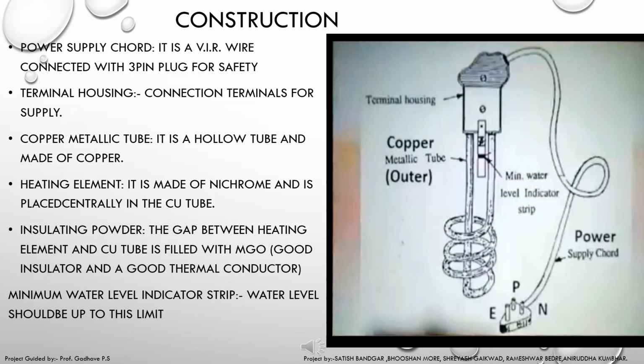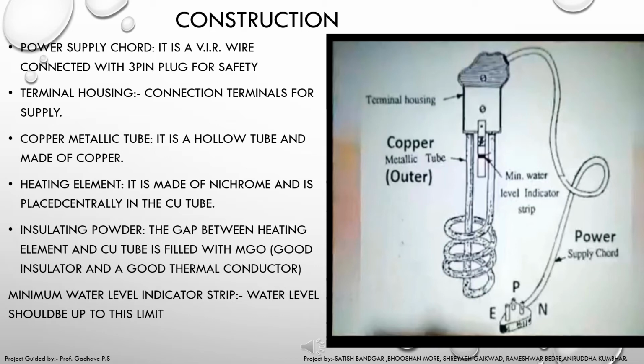Construction. Power supply chart. It is a VIR wire connected with a 3-pin plug for safety. Terminal housing. Connection terminal for supply. Copper metallic tube. It is a hollow tube made of copper. Heating element. It is made of nichrome and it is placed centrally in this copper tube. Insulating powder. The gap between the heating element and copper tube is filled with MgO. Good insulator and good thermal conductor.